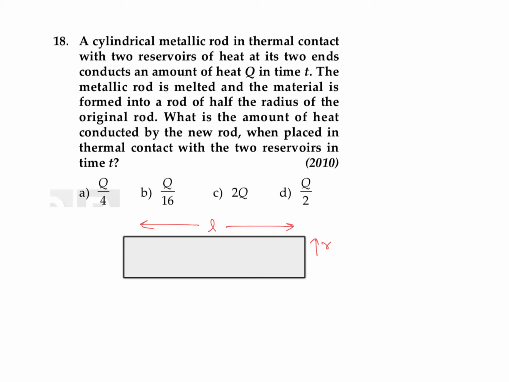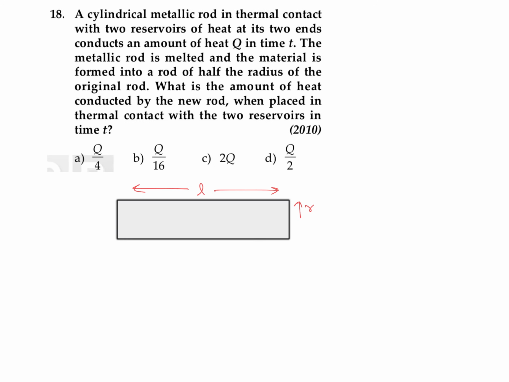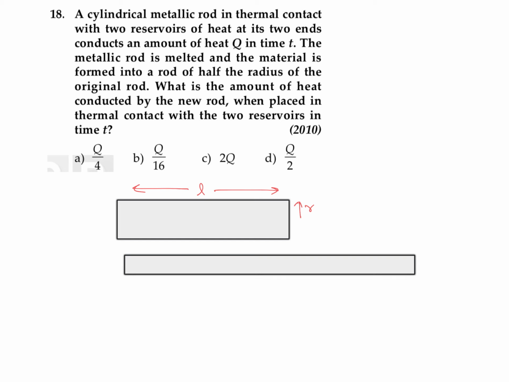The metallic rod is melted. That means we are taking the same material, same density, that means same volume, and it is formed into a rod of half the radius of the original rod. Now we reduce the radius, so definitely the length is going to increase. So now the radius becomes r divided by 2, and the length is going to increase. Let's say now the length is L dash.